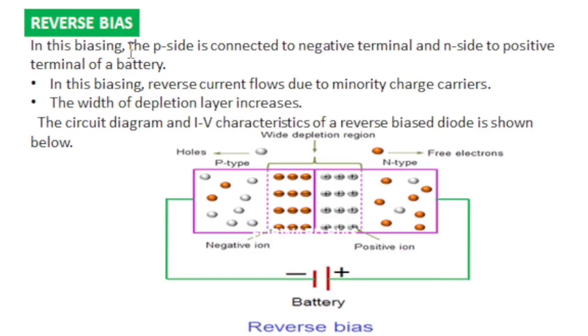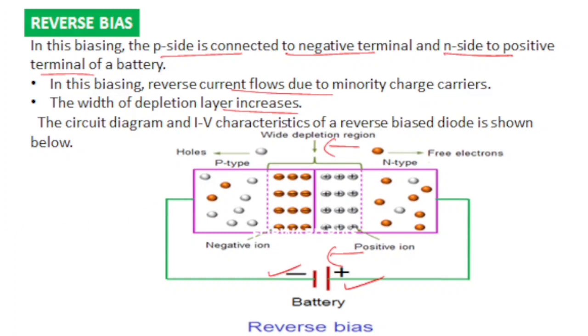Next one is reverse biasing. In reverse biasing, what happens? The P side is connected to the negative terminal of the battery, opposite to forward bias, and the N side is connected to the positive terminal of the battery. Now in this case, the barrier voltage is in this direction and the external voltage is also in this direction, so both are in the same direction. Hence the width of the depletion layer increases, and reverse current flows due to minority charge carriers only, and a very small amount of reverse current is produced in case of reverse biasing.